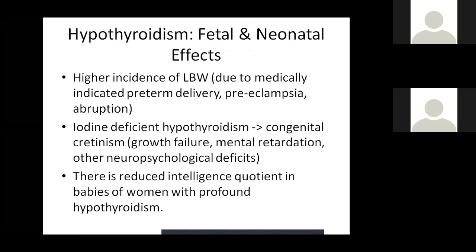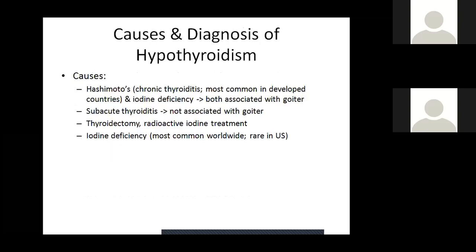The fetal and neonatal effects are a higher incidence of low birth weight due to medically indicated preterm deliveries, preeclampsia, and abruption. Iodine deficient hypothyroidism leads to congenital cretinism, which leads to growth failure, mental retardation, and neuropsychological deficit. There is reduced IQ in babies of women with profound hypothyroidism.